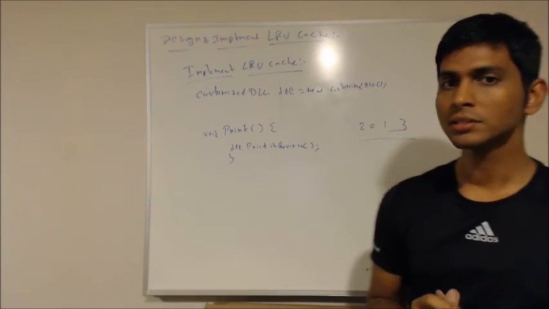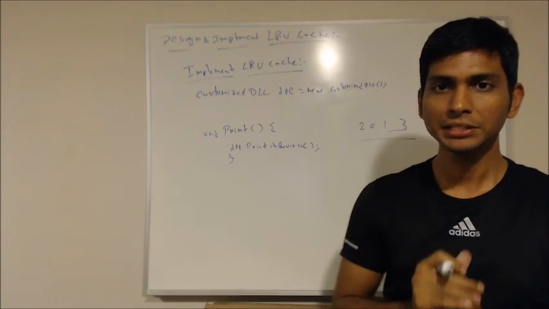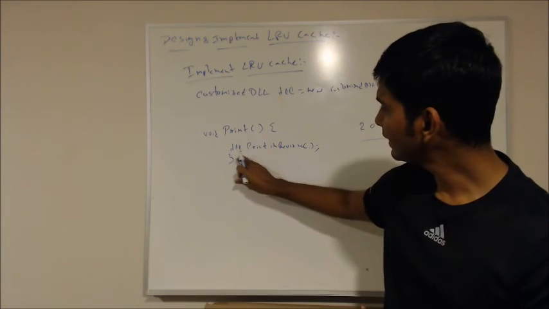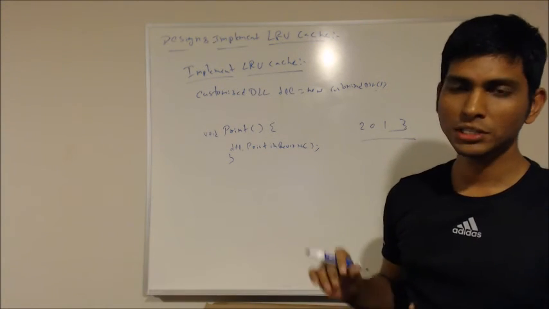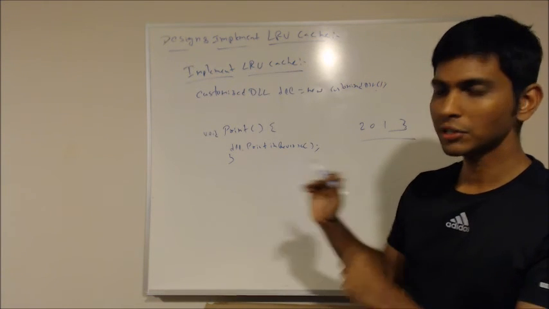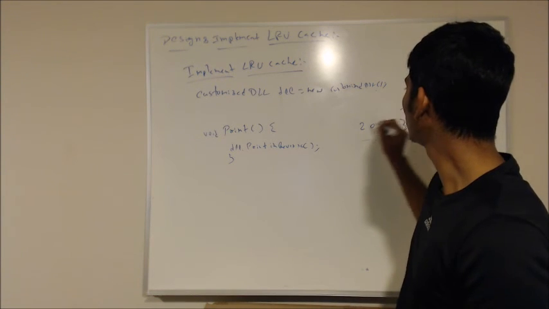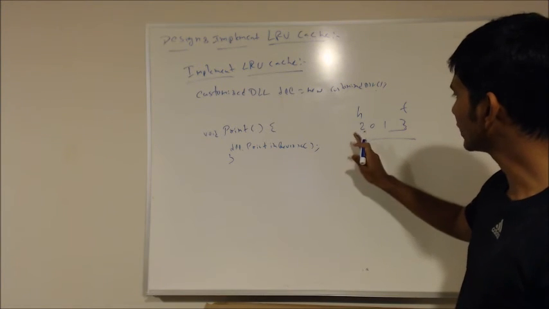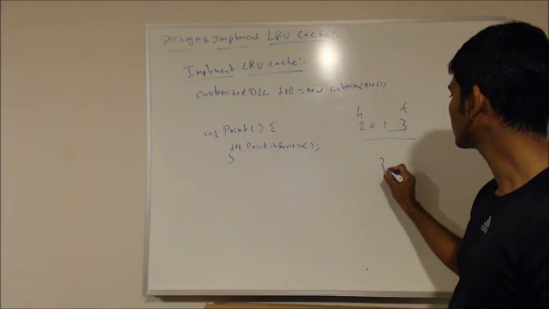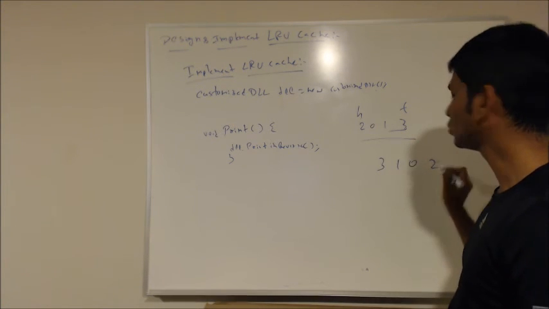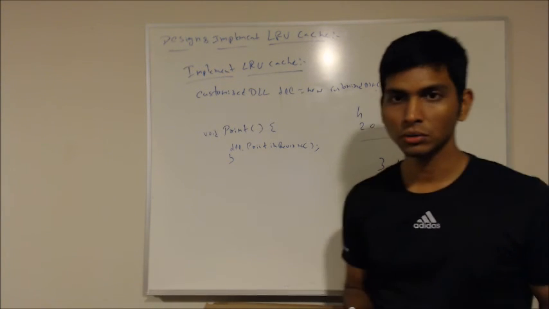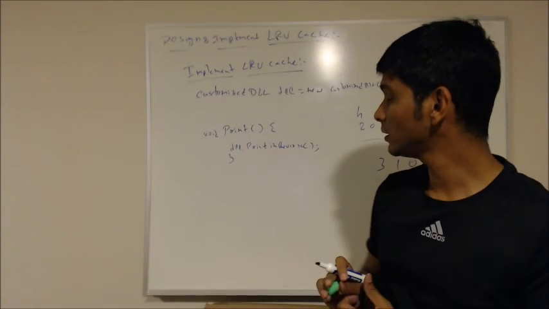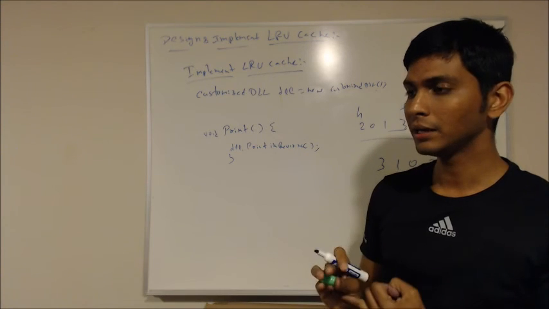The last one is printing the cache. This is the easiest. Whenever you want to print the cache, we call DLL print in reverse. So we just print the double linked list in reverse order, starting from tail to head. So what does it print in this example? We have a cache that looks like this: 2013. It prints 3102. So this is how the LRU cache is implemented with 3 operations: put, get, and print.